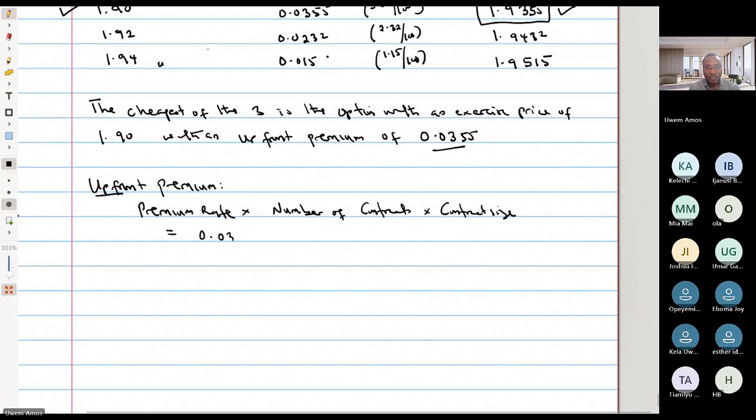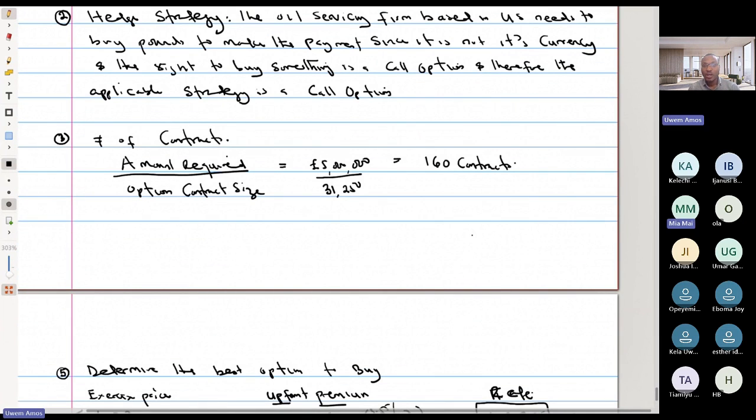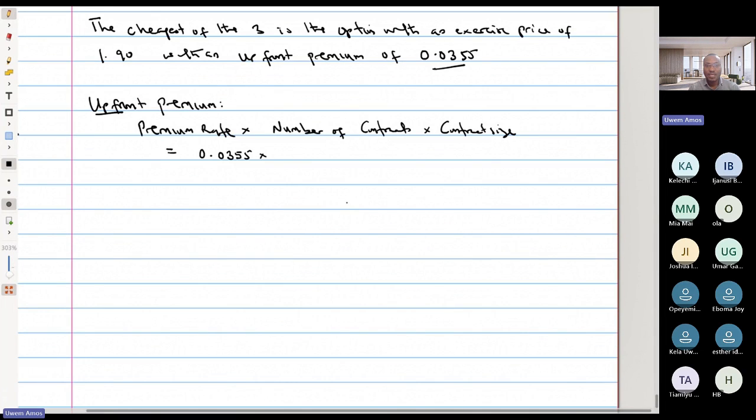Our premium rate is 0.0355. How many contracts did we buy under the option? 160 contracts. Our contract size is 31,250. So 160 times 31,250 times 0.0355 is 177,500. You need to pay that now. If you don't pay it, you don't have the right, because the premium is required upfront.